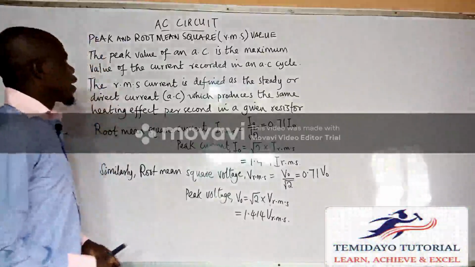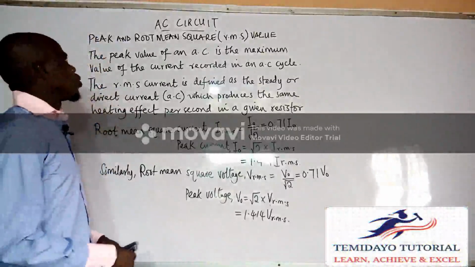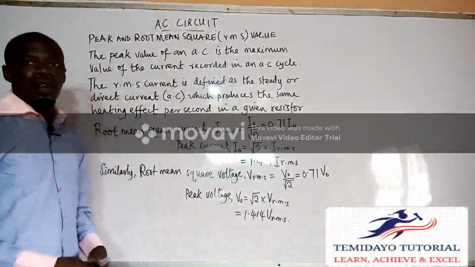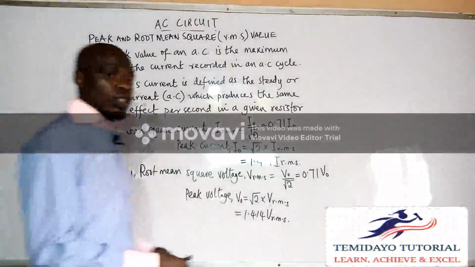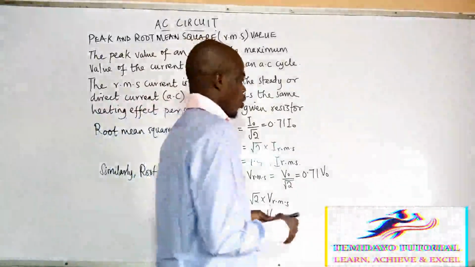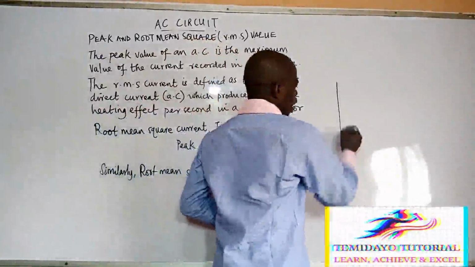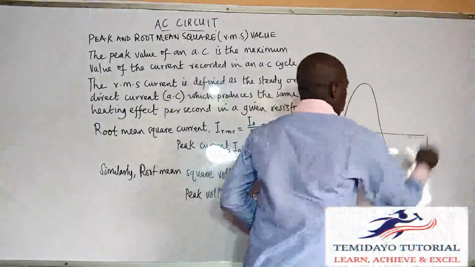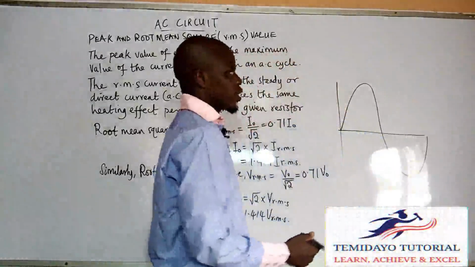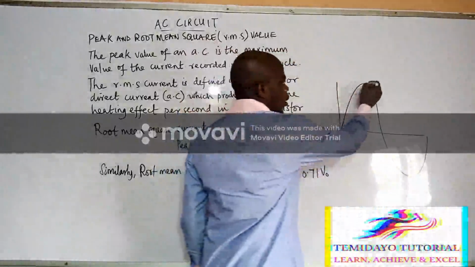Now we have the peak and the root mean square value. When you talk about the peak under an alternating current, what do you mean by the peak? Just like what we discussed the other time, in your alternating current, when you have your graph, in this case we are talking about a sinusoidal graph, and in this case, this is the peak.